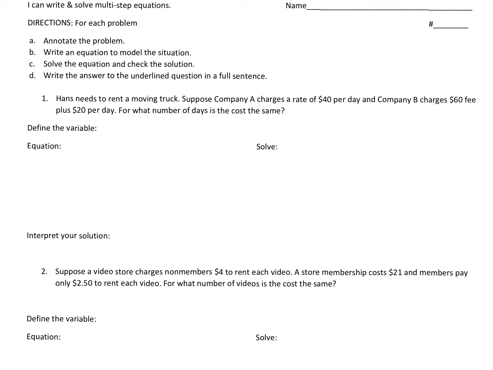So with CUBES, we start by circling the numbers. I see 40, 60, and 20. Then we underline the question. For what number of days is the cost the same? We're looking for days. B in CUBES is to box important words. Important words are words such as per, which means to multiply, and then a $60 fee plus $20 per day.